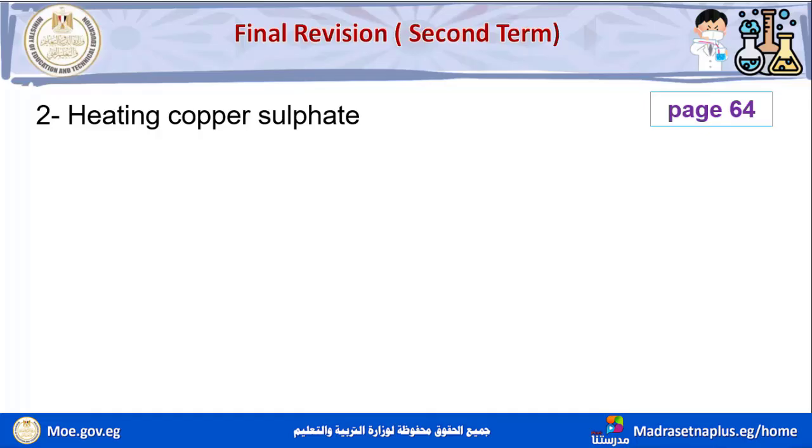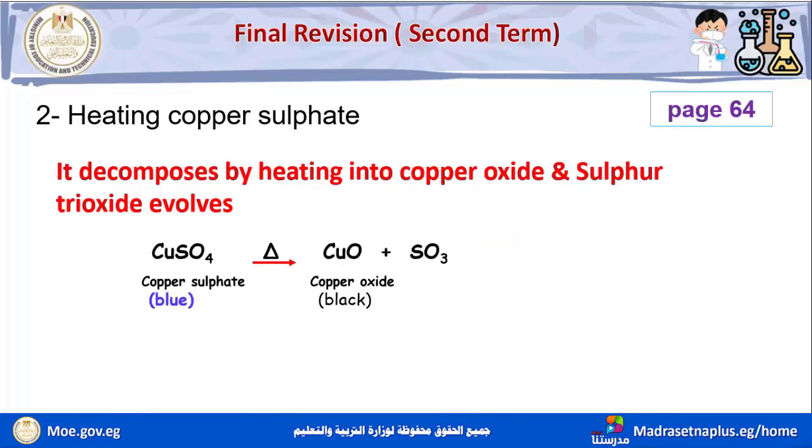Number 2, heating copper sulfate. It decomposes by heating into copper oxide and sulfur trioxide evolves. CuSO4, copper sulfate, its color blue, by heating produce CuO, copper oxide, its color black, plus SO3, sulfur trioxide evolves.